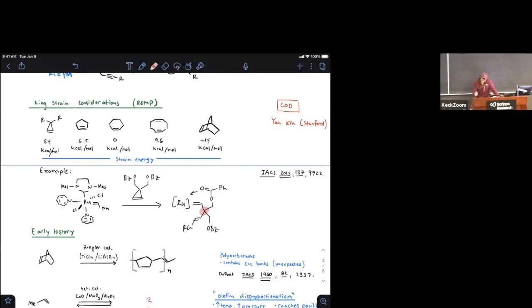Are both olefins here coordinated to ruthenium? I can't quite make out. I think it's phenol. Oh, it's sorry. Oh, it's from the catalyst. I see. Alex?